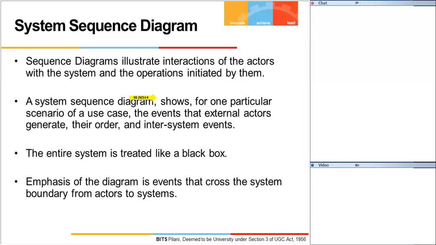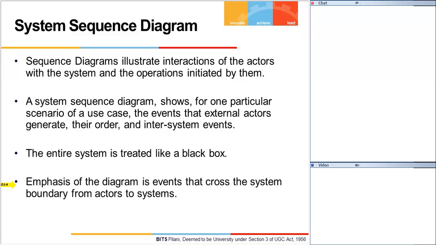Then the second thing is that it shows the events that the external actors generate, and their order, right? So the order of events is very important, along with the other inter-system events that might occur. The entire system is treated like a black box. The emphasis of the diagram is the events that cross the system boundary from actors to systems.